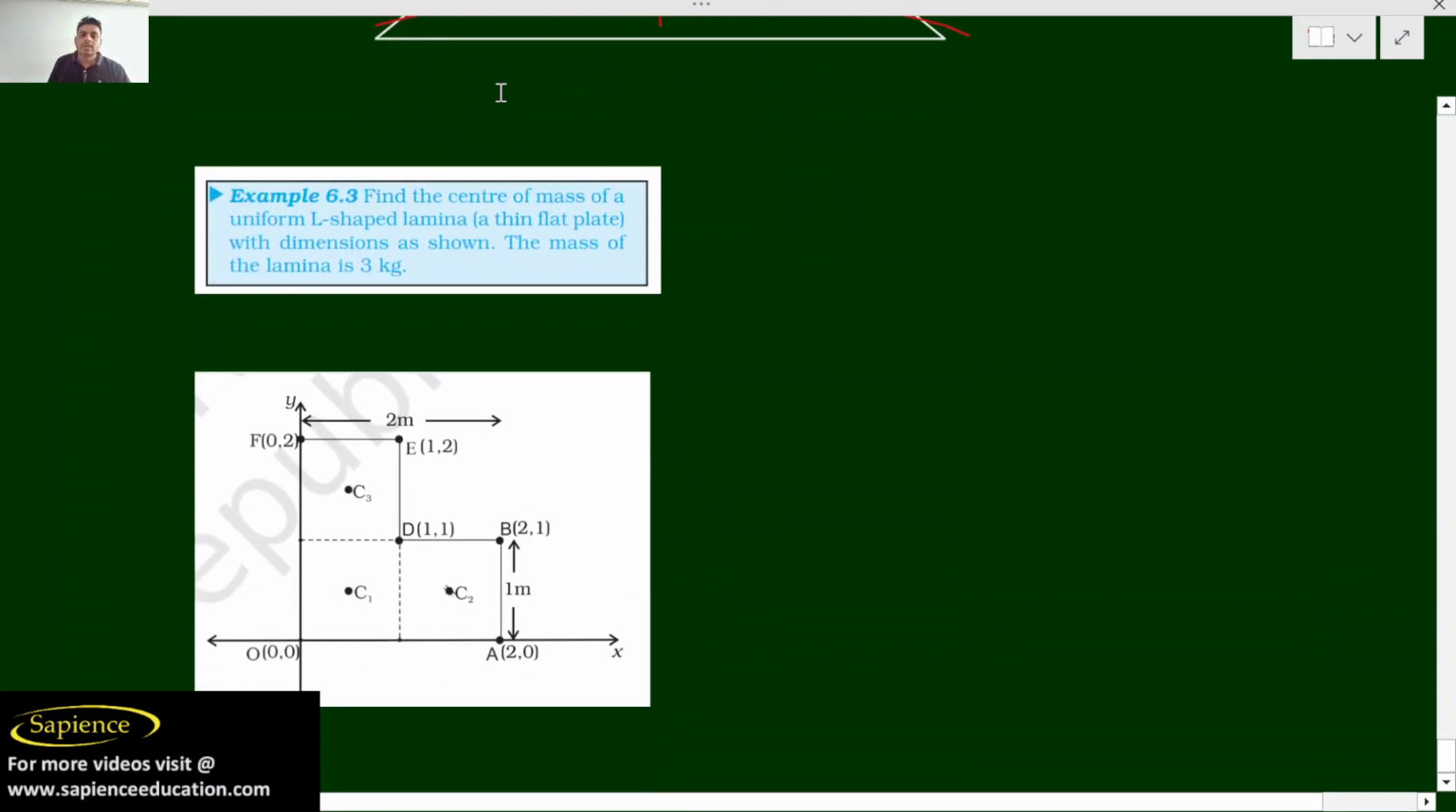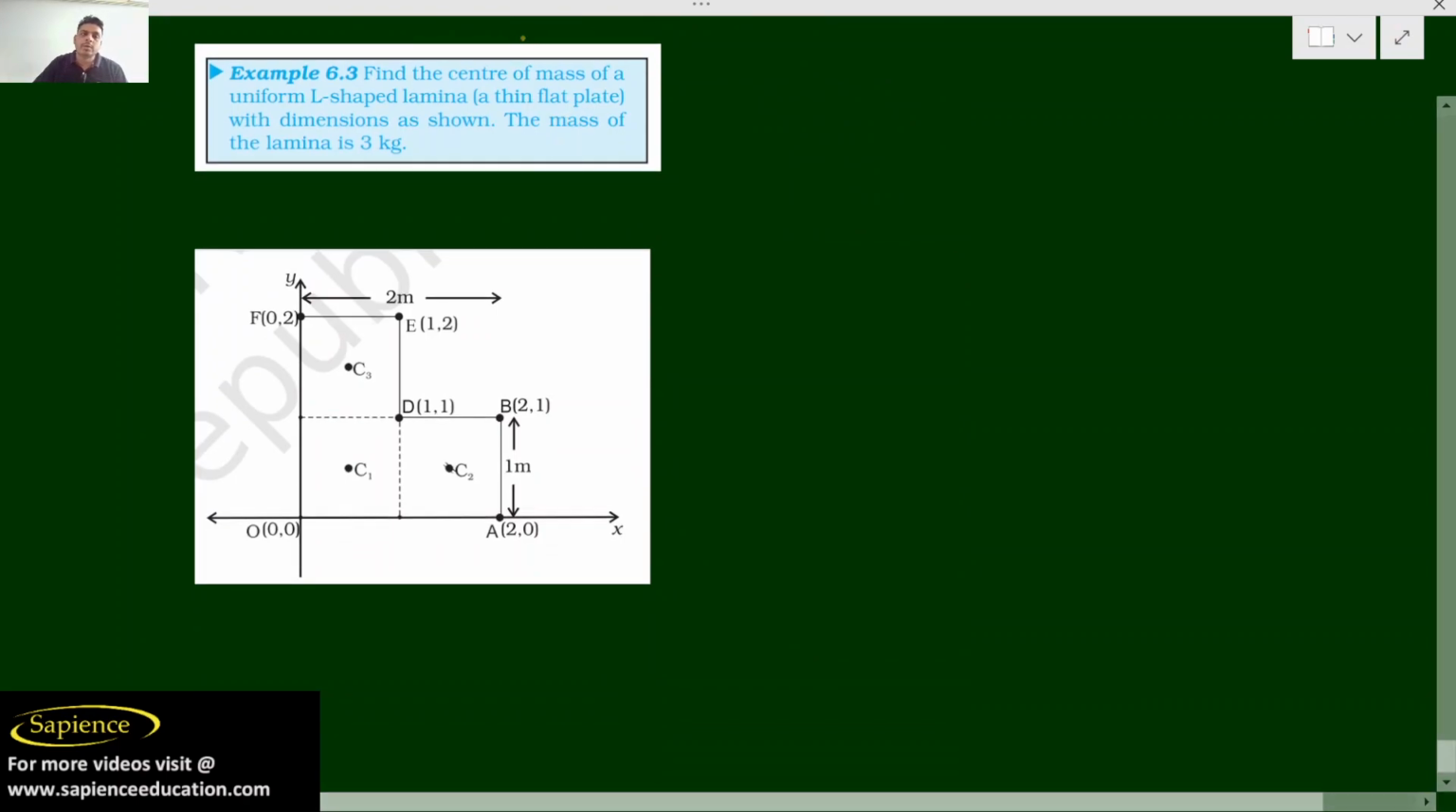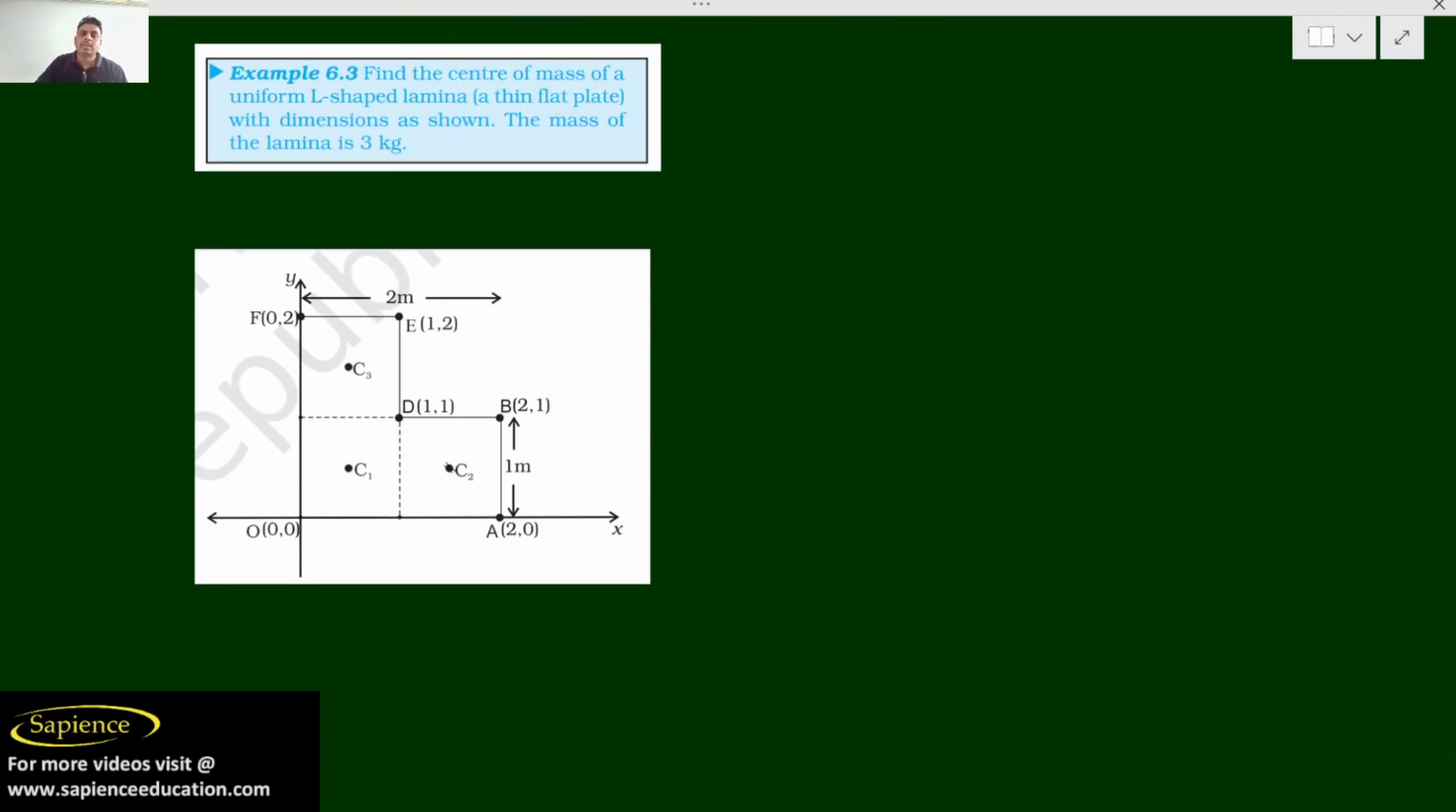Now next is to find the center of mass of the uniform L-shaped lamina, a thin plate with the dimensions as shown in the figure. The mass of the lamina is 3 kg.